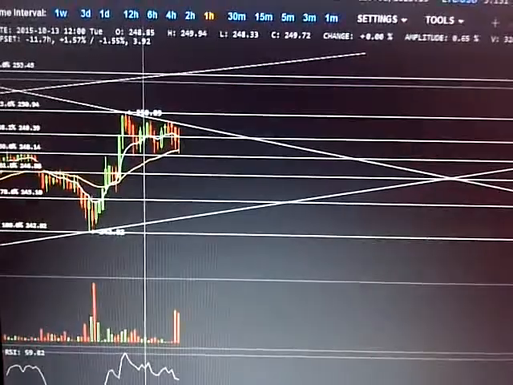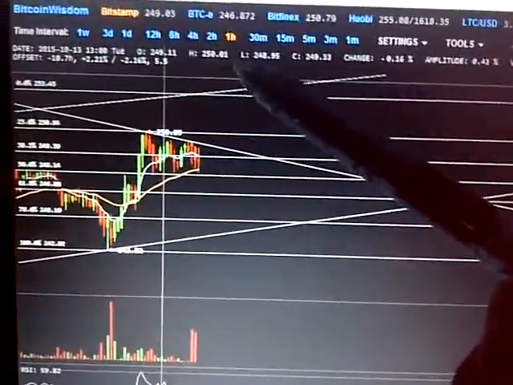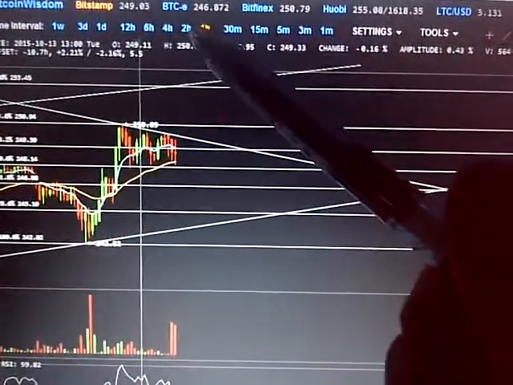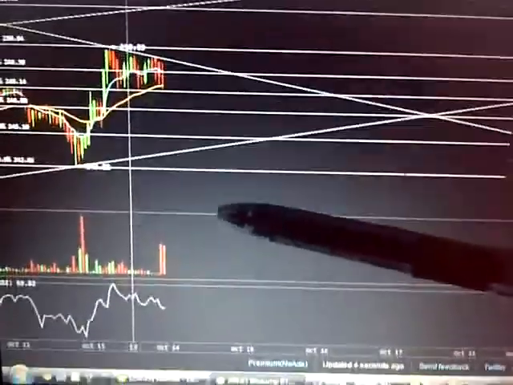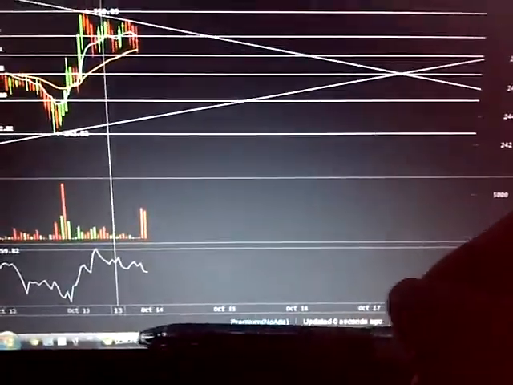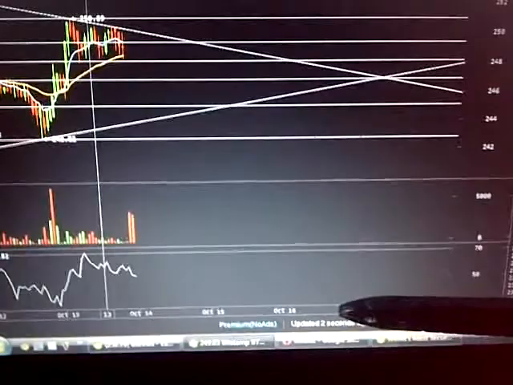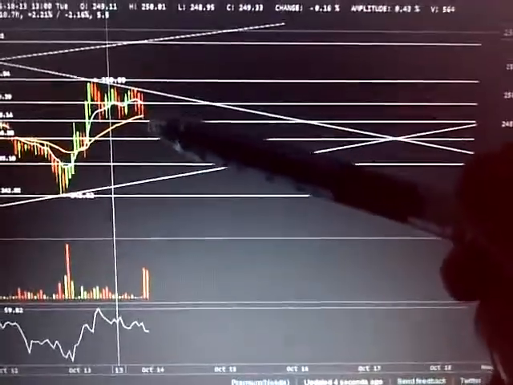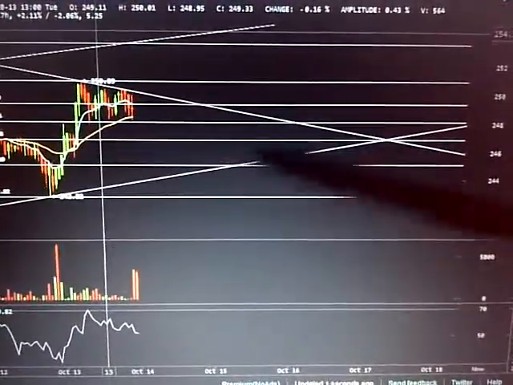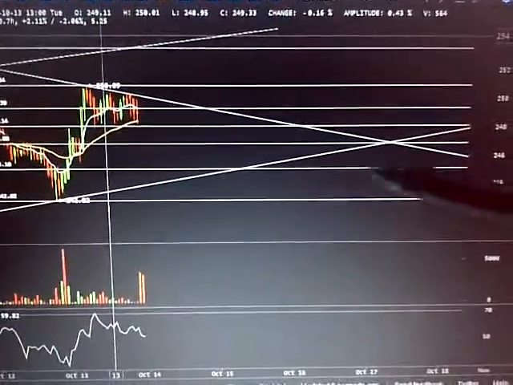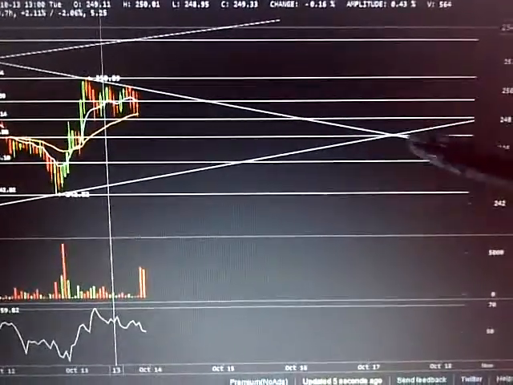At least short term. Remember, this is on an hourly. Alright, so this is just an hourly. And it'll take about, let me see here, 1, 2, 3, 4. So it'll take about maybe 3 to 4 days to play itself out until it gets to this point, which may or may not be critical.